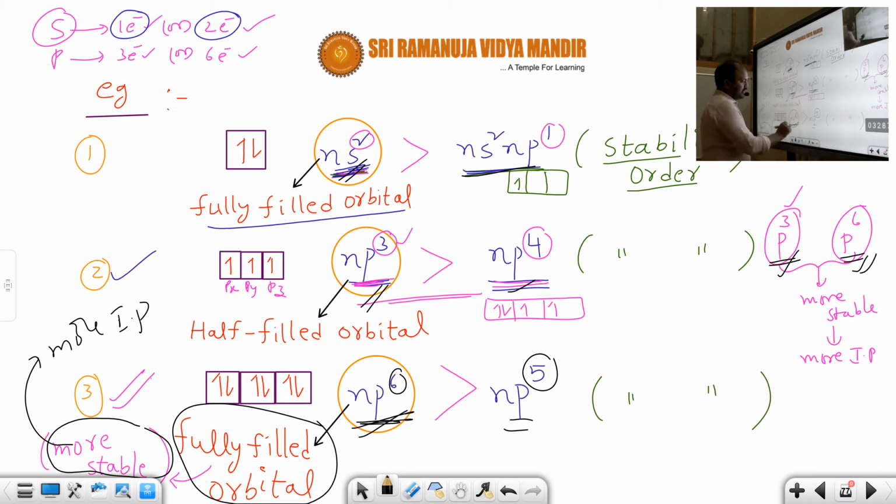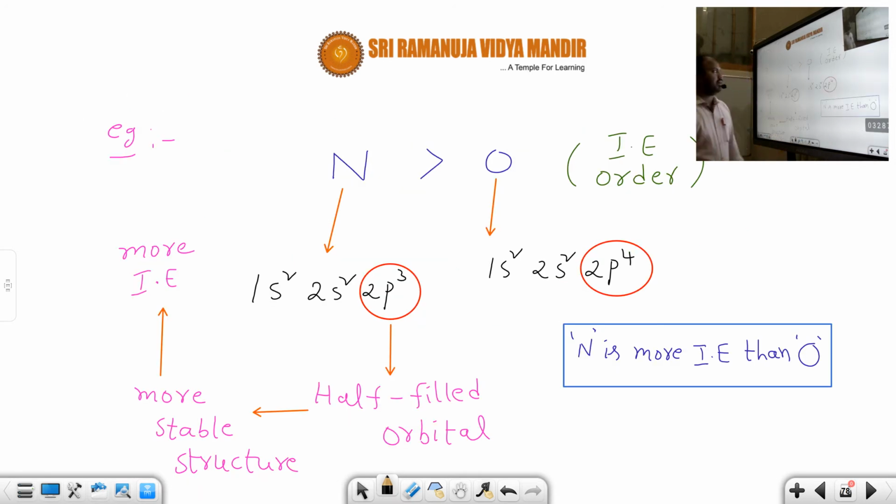In the third case, np6 and np5, np6 is more stable. How can I explain all these examples? Based on Hund's rule, half-filled and fully filled structures are more stable, and they have more ionization potential. For your sake, I take one example here: nitrogen and oxygen.